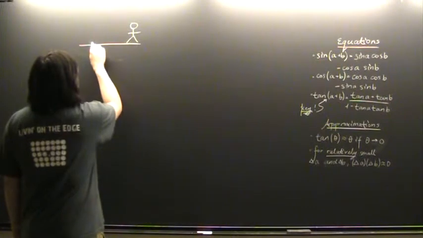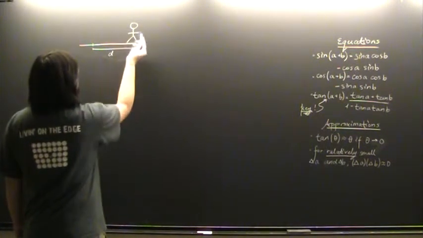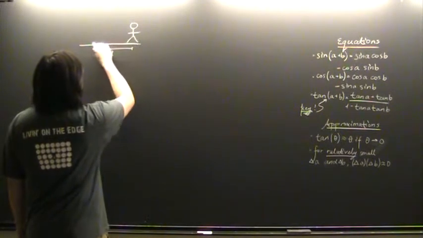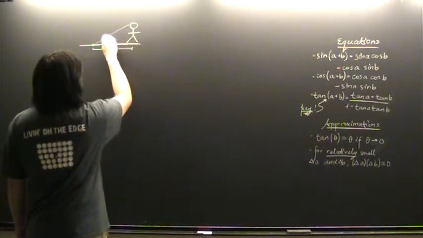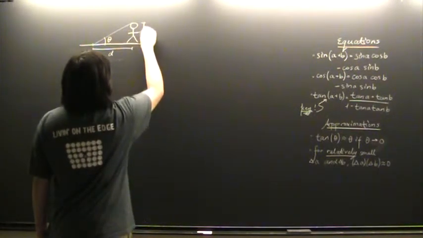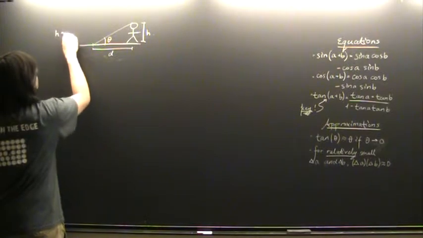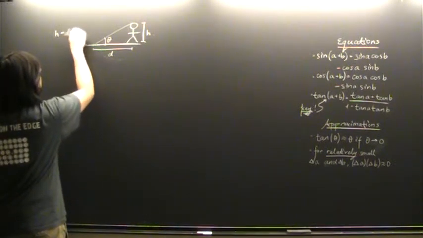You just go out some distance d from her. You measure the angle from the ground to the top of her head. Call the angle, say, theta. And since she has some height h, we can say that h is going to be equal to d times the tangent of theta.